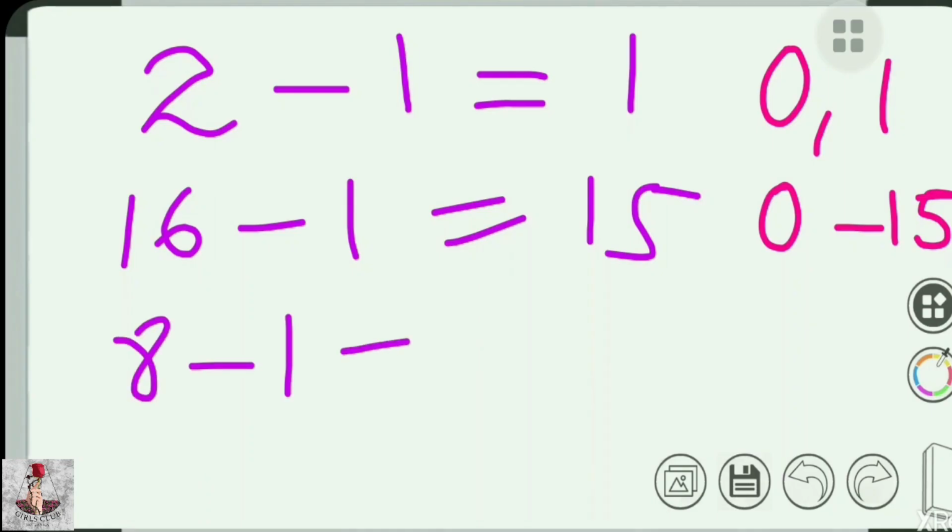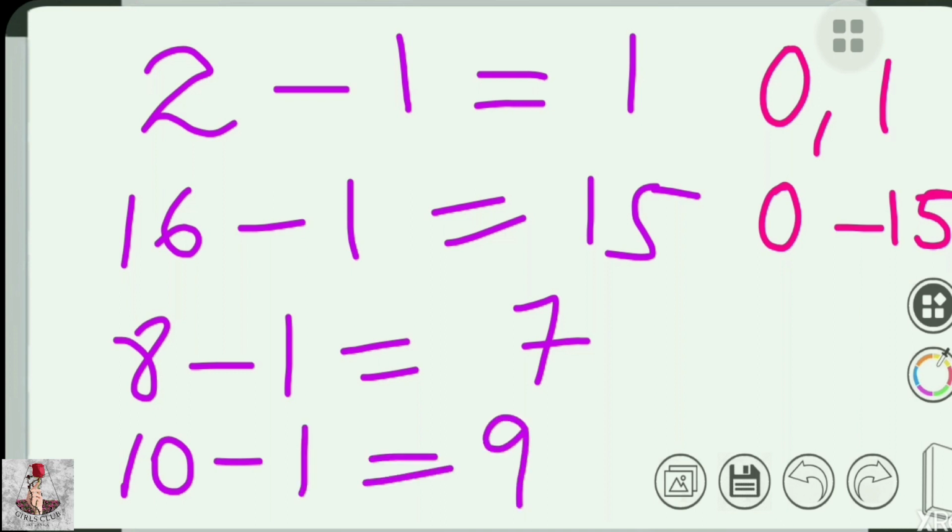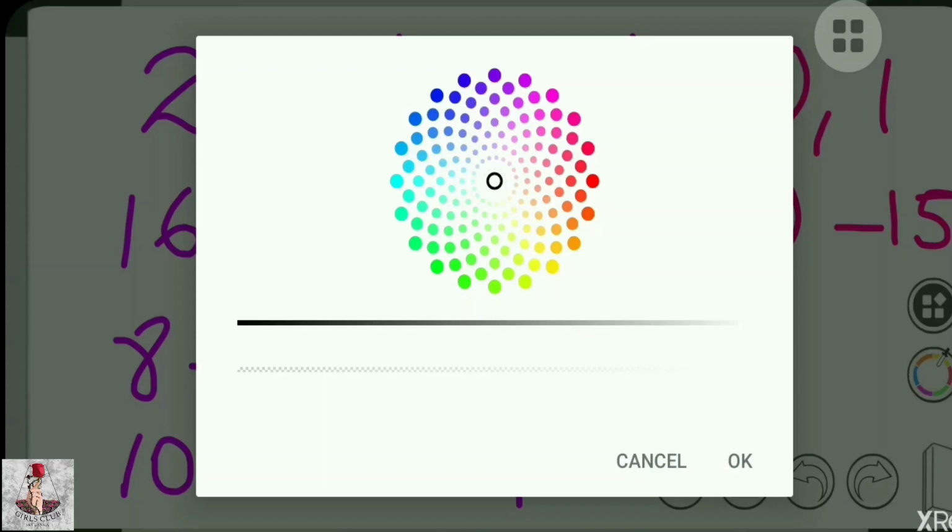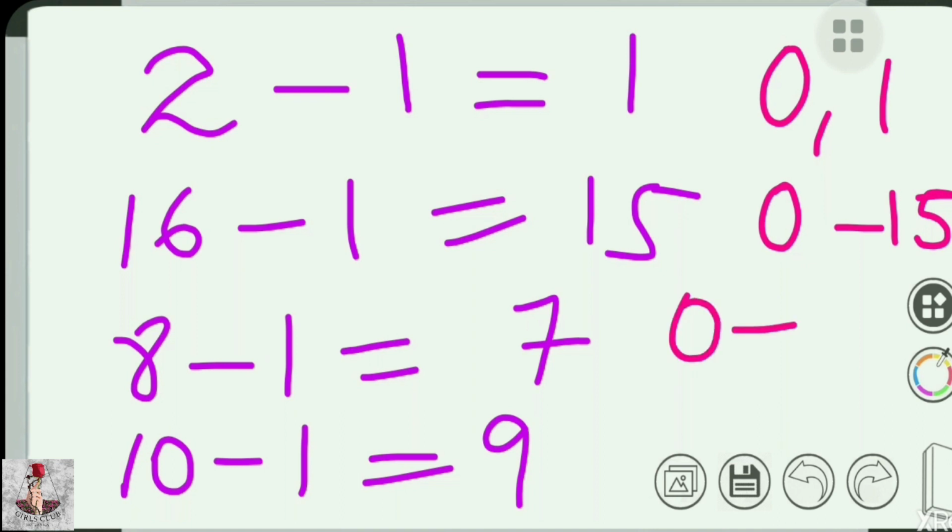8 minus 1 is 7. Decimal, 10 minus 1 is 9. What is the range of these? So the octal range is 0 to 7. The decimal range is 0 to 9. See? So basically, base number minus 1 will give you the final number of that range, and 0 to that final number is the range of that system.